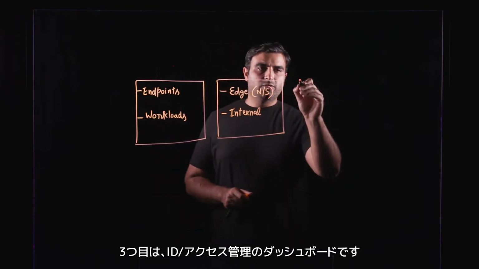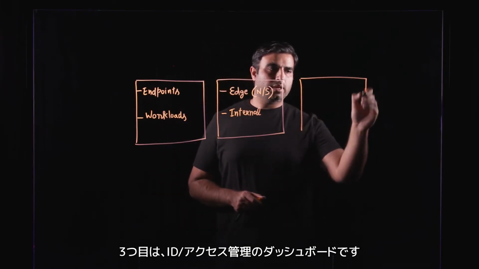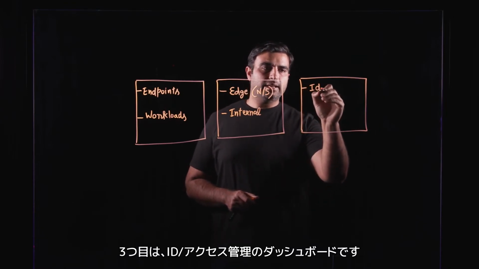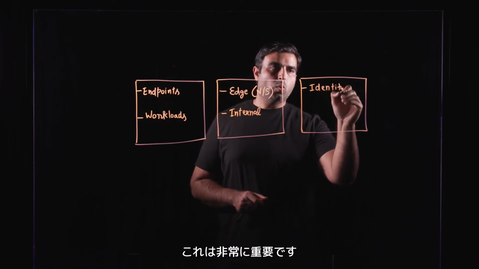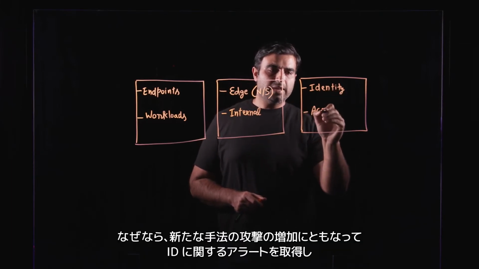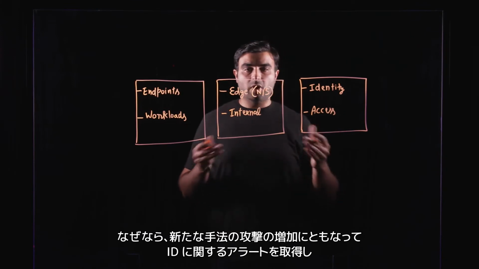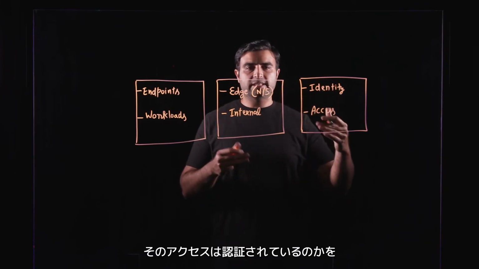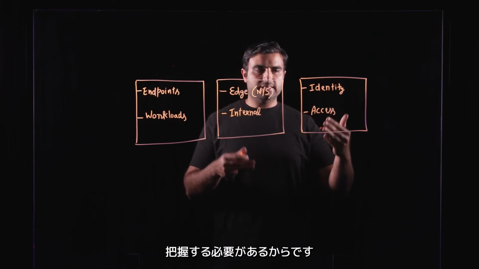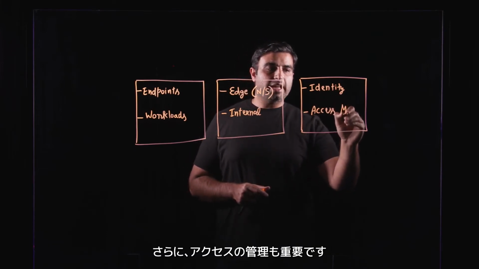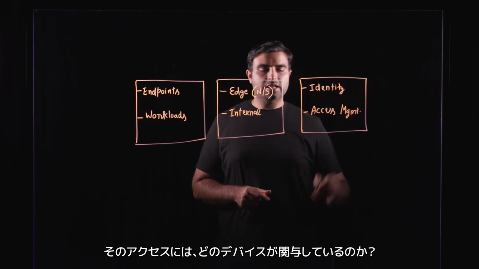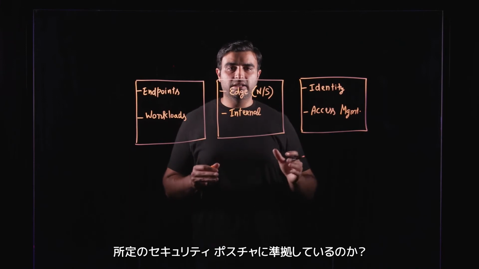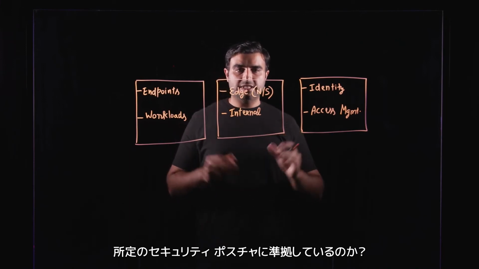This third part is for mature SOC dashboards, where they are also looking at identity and access management. Now, why is this important? Because as we have seen with the rise of modern attacks, we want to get alerts for identity. Who is accessing what? Are they authenticated to access it? And also the access management. What device has been involved in this access? Is that device compliant with the security posture that you have decided?